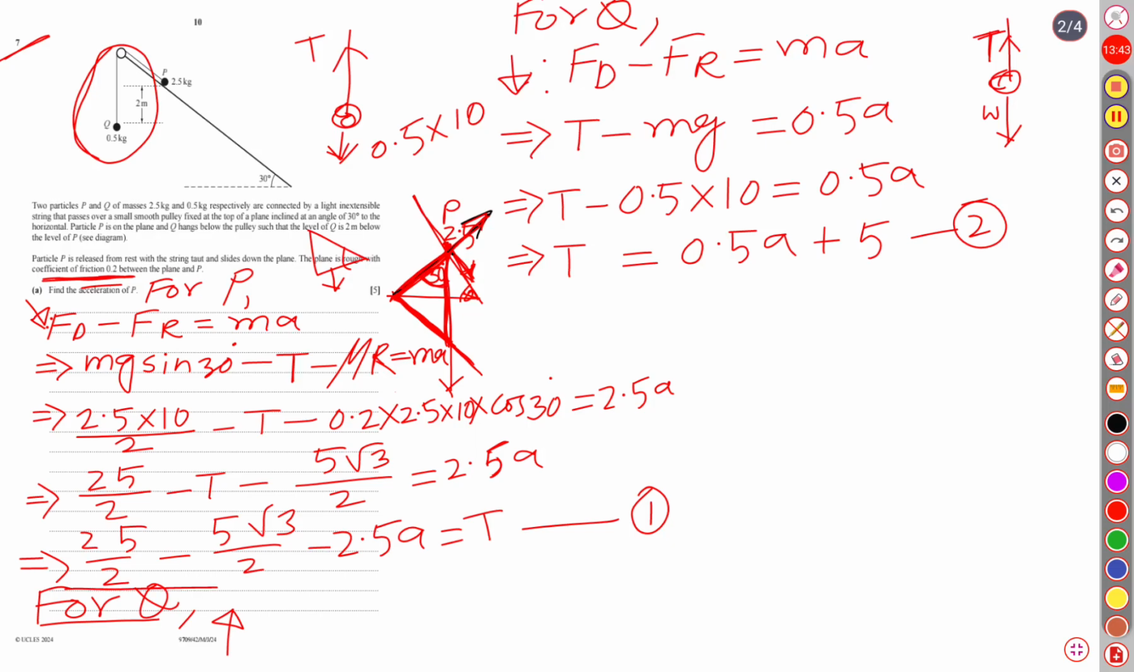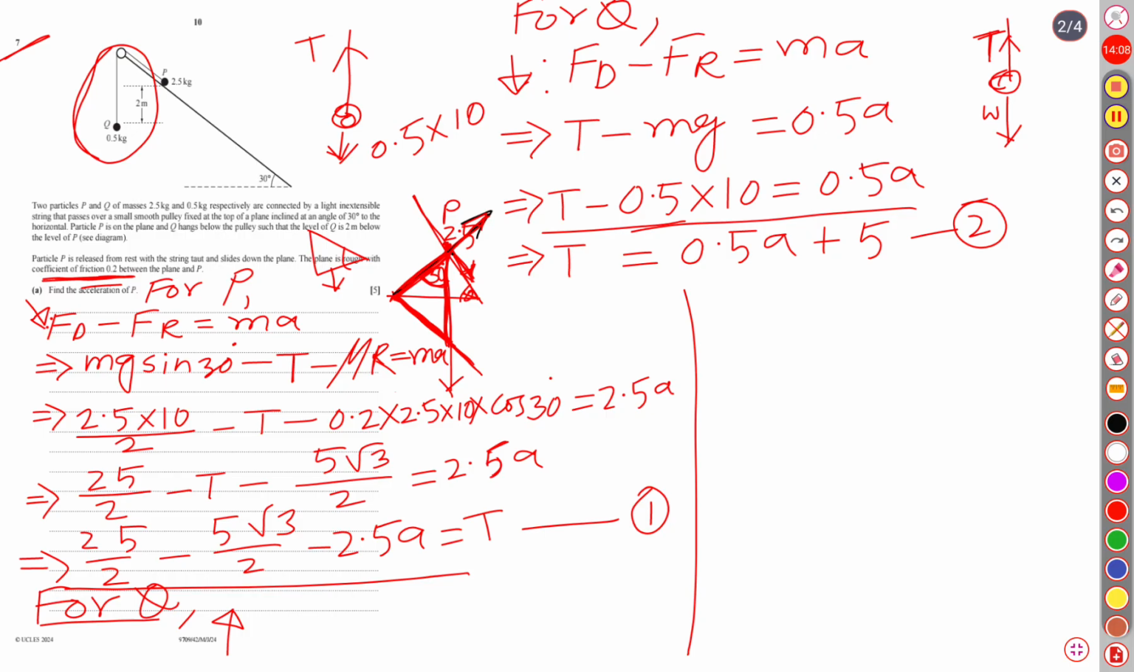This is our first equation, and this is our second equation. So we can resolve these equations simultaneously. Let me draw a line over here. So what are these? It is 25 over 2, and let me write one sentence resolving the simultaneous equations.